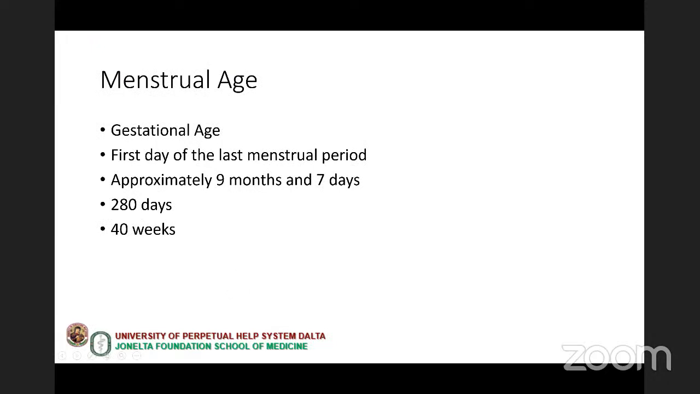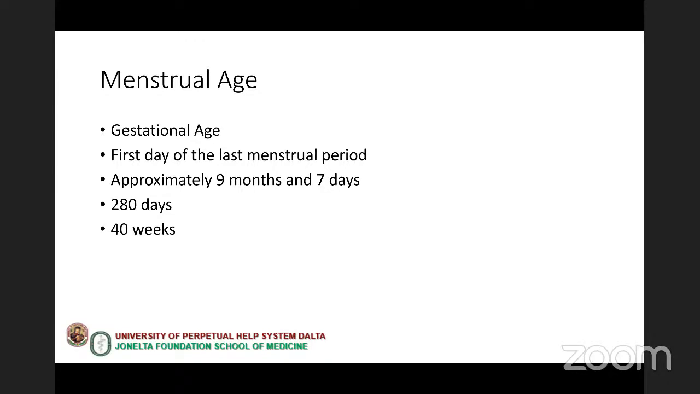So, most basic would be knowing how to compute your menstrual age, okay? Normal pregnancy, so that's equivalent to your gestational age, and that is counted from the first day of the last menstrual period, okay? Often when you ask your patient, when was your last menses? And they would often say the last day. So it's important to emphasize first day of your last menstrual period, okay? And your pregnancy will last for approximately 9 months and 7 days. And that would be equivalent to 280 days, which is your 40 weeks, which is when computed would be equivalent to your estimated due date.